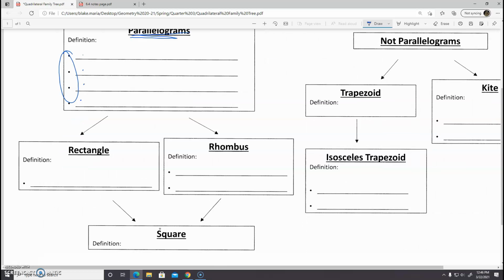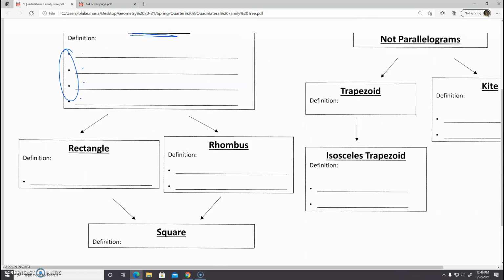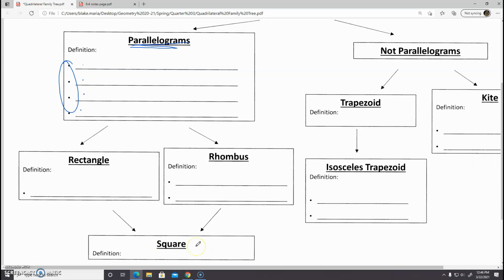Now we're going to move on to rectangle, rhombus, and square, which I want you to understand. Rectangle, rhombus, and square are all types of parallelograms and all types of quadrilaterals. So whenever you read this family tree, you always read from the bottom up. If you tell me a square is a type of rectangle, a type of rhombus, a type of parallelogram, and a type of quadrilateral, a square is kind of all the above.